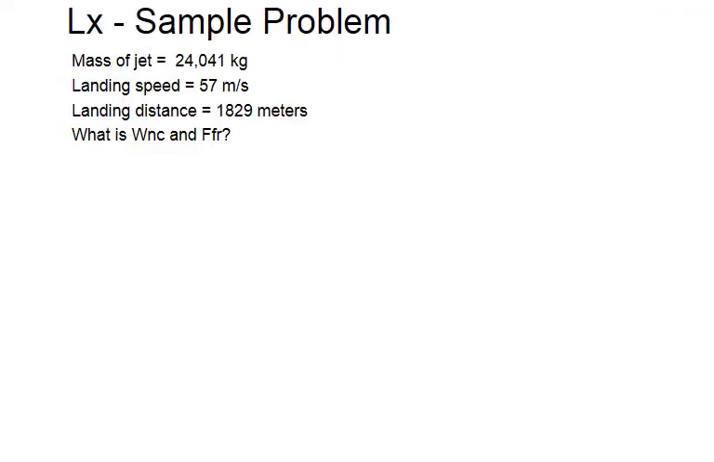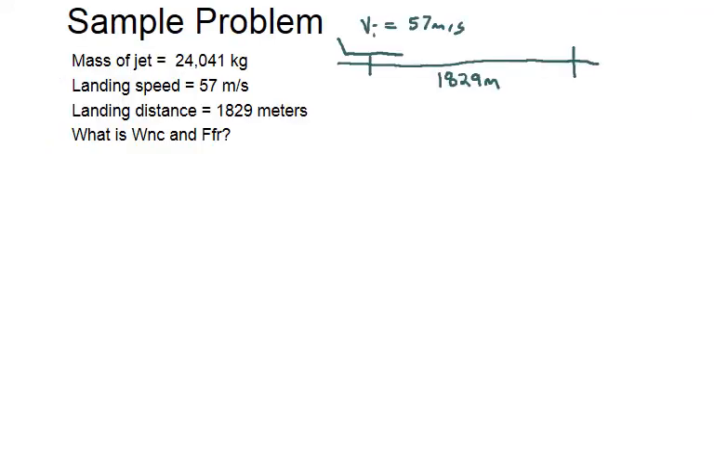All right, so let's say that we have a jet that's landing, and it's going to come to a stop. The landing speed's 57 meters per second. Takes 1,829 meters to stop. This will be good review for us. Go ahead and calculate the non-conservative work and the force of friction for bringing this aircraft to a stop. And this is the overall non-conservative work and friction due to braking and spoilers and any other factors there. So go ahead and pause the clip and give this a try, and when you're ready to check, you can hit play to continue.